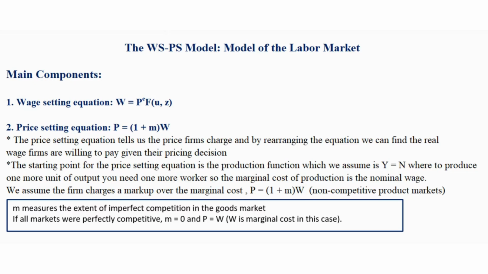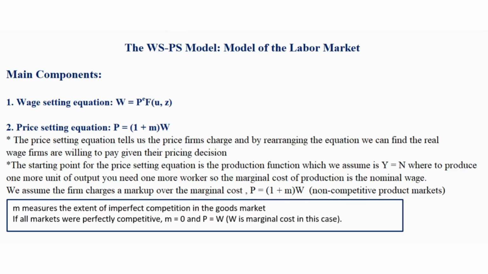So the starting point of the price setting equation is the production function, which we assume is just Y is equal to N. So we're assuming that to produce one more unit of output, you just need one more worker. So your marginal cost of production, the additional cost of producing one more unit of output, is just the cost of hiring one more worker. So it's just the nominal wage you're paying to that worker.